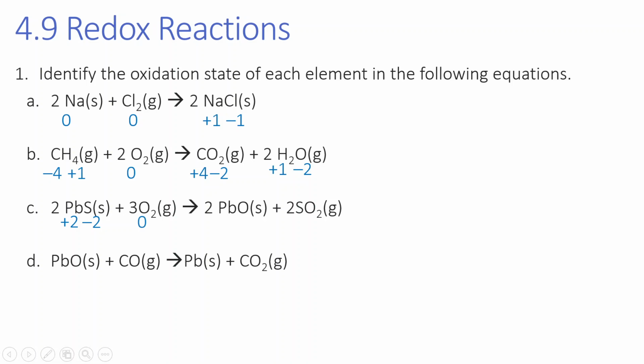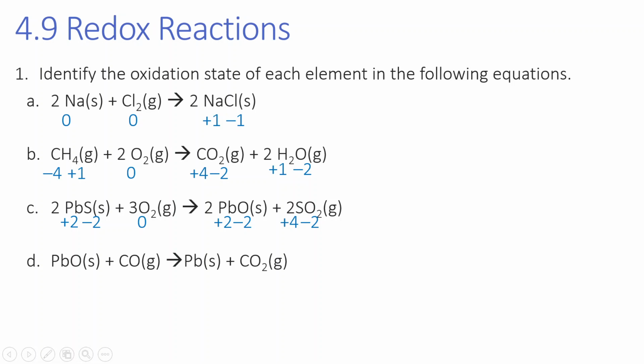And then we have PbO. Oxygen is going to be -2, which means that lead has to be +2. And then for SO2, we have -2 for my oxygen. There's 2 of them, which makes -4. So my positive charge for sulfur has to be +4.